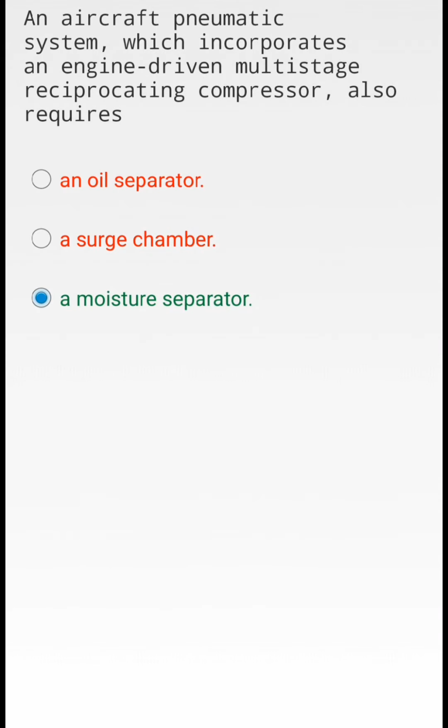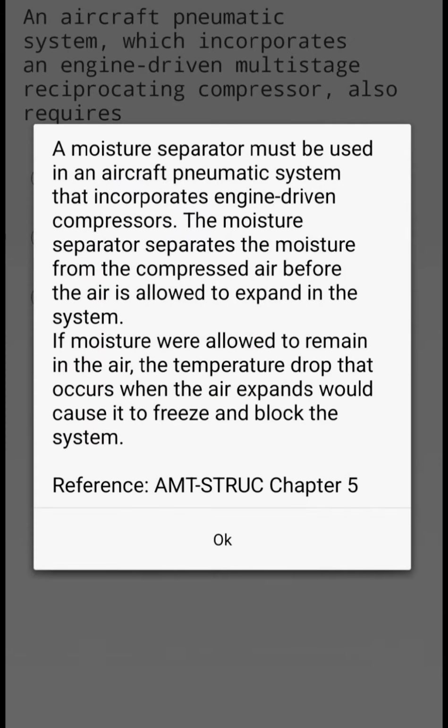An aircraft pneumatic system, which incorporates an engine-driven multi-stage reciprocating compressor, also requires a moisture separator. A moisture separator must be used in an aircraft pneumatic system that incorporates engine-driven compressors. The moisture separator separates the moisture from the compressed air before the air is allowed to expand in the system. If moisture were allowed to remain in the air, the temperature drop that occurs when the air expands would cause it to freeze and block the system.